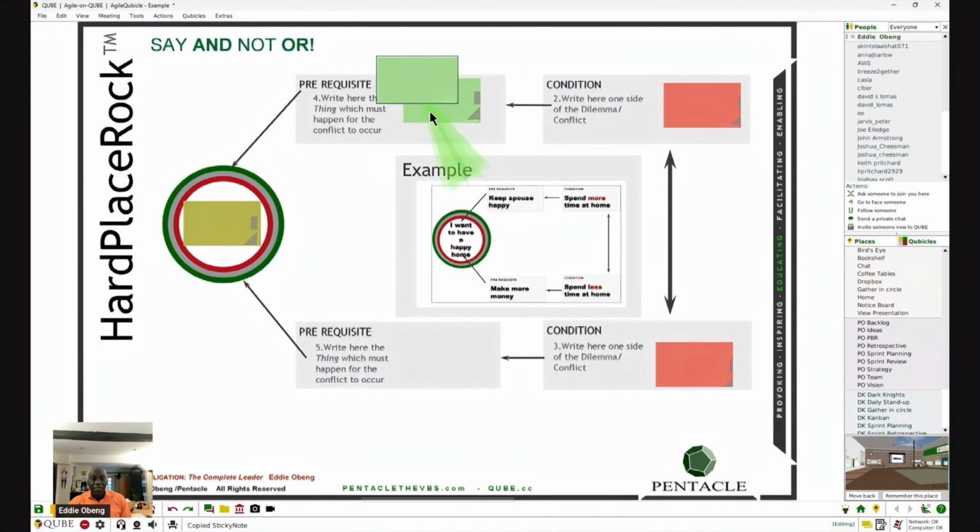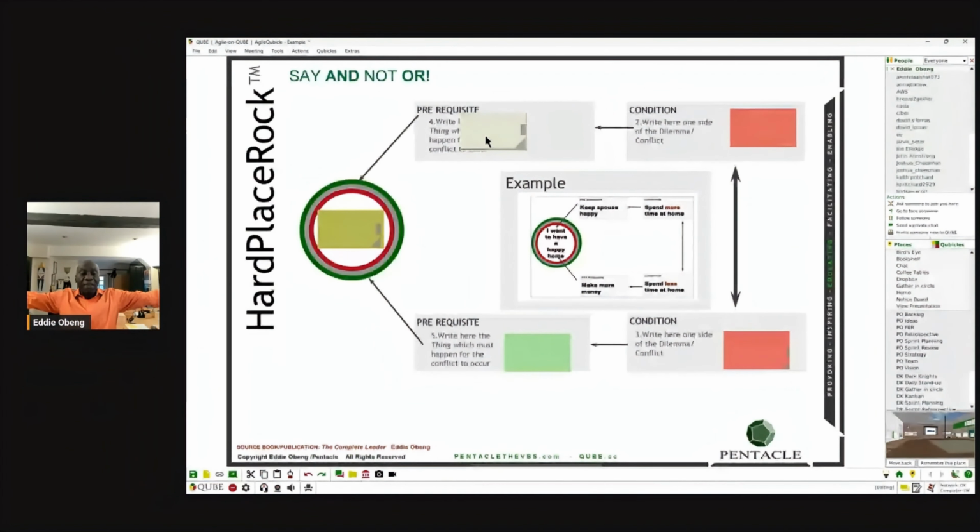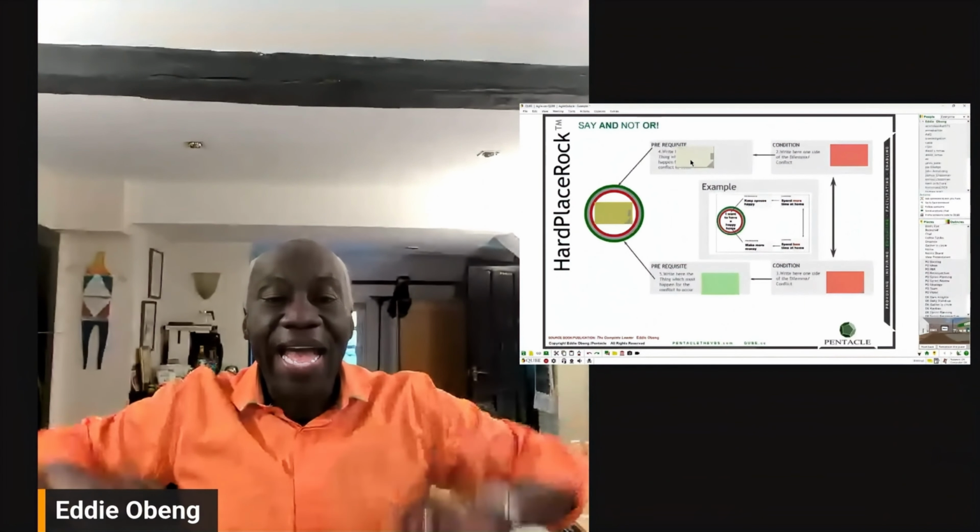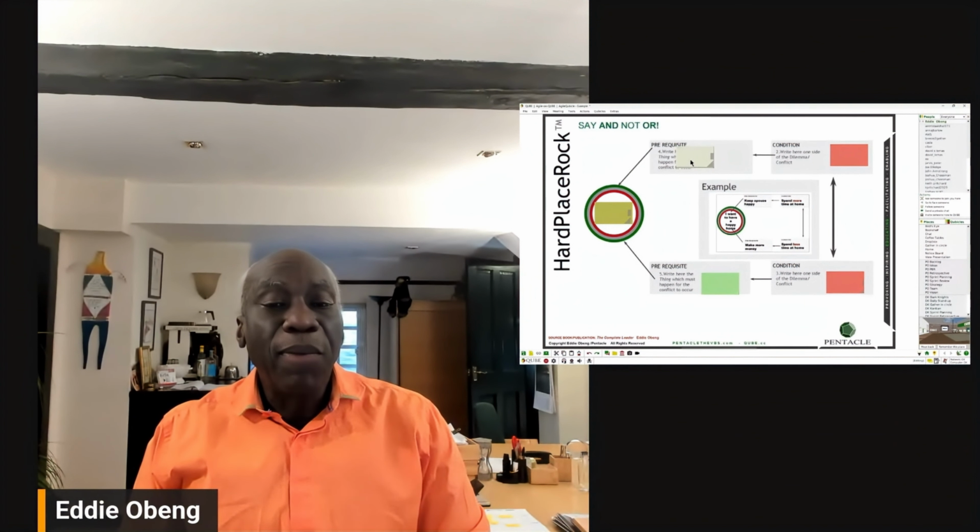And then once you've done that, write down what the other prerequisite is, and then go and interrogate these arrows. Does this arrow make sense? Does that arrow make sense? Is it always true? And all you have to do is break one of those arrows, and the whole dilemma just evaporates, and you've escaped from being between a rock and a hard place, and you're free again. That is Hard Place Rock.